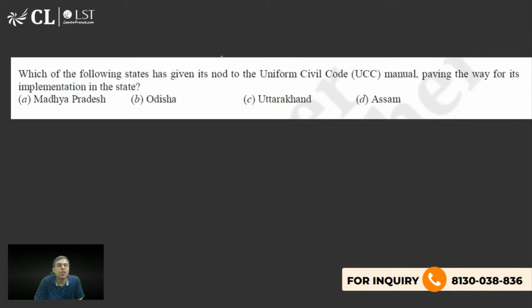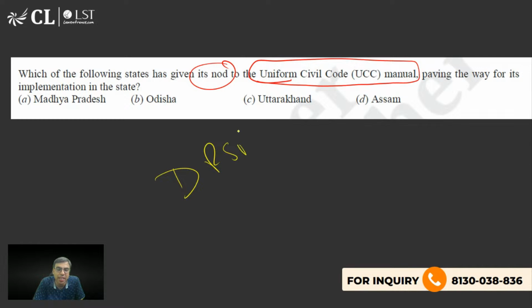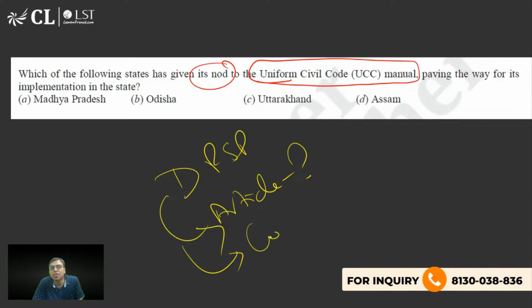The next one is: which of the following states has given nod to the Uniform Civil Code? And which article? Please tell me now. This is important. Now, DPSP, remember everything, remember this one. Which article talks about it? And name the committee that was set up before the Uniform Civil Code was declared. And name the first state. This is the second state to come up with this.